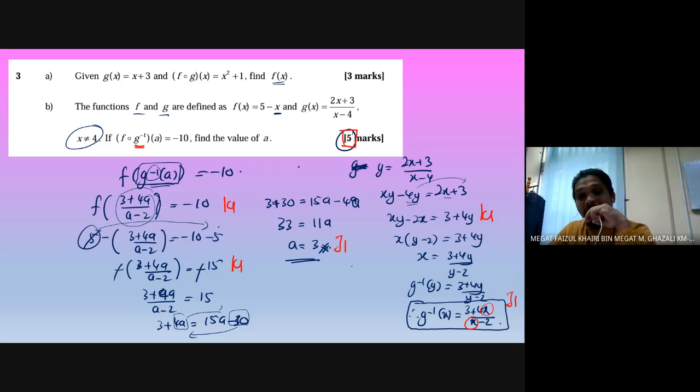This is my own assumption only. K stands for jalan kerja, working steps. If you get 1 mark, K1. If you get it wrong, K0, or jawapan jalan kerja salah. And J stands for jawapan, answer. J1, 1 mark.